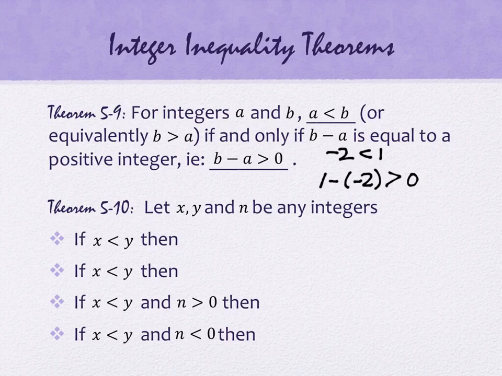If you think about it from the perspective of a number line, all we're saying is that if we take a point on the further right-hand side of the number line and subtract a point further to the left side, we're going to end up with a positive number, and that's a true statement.